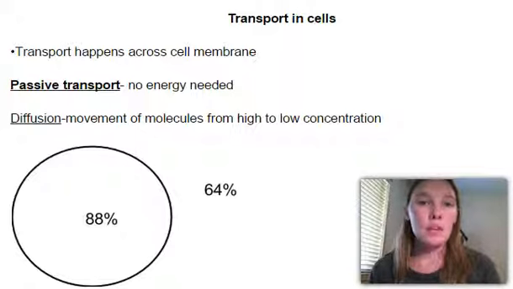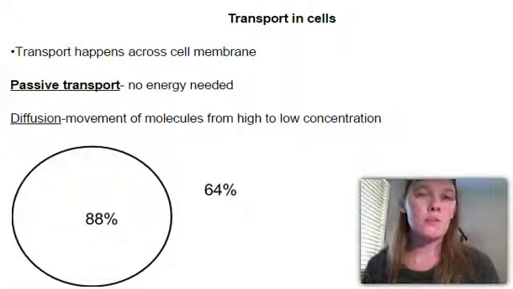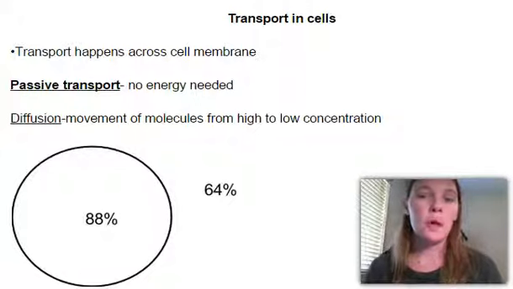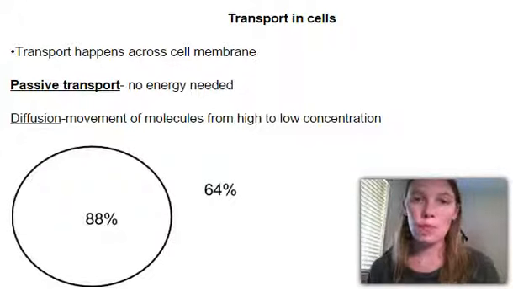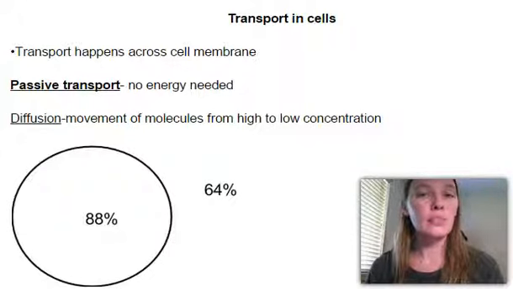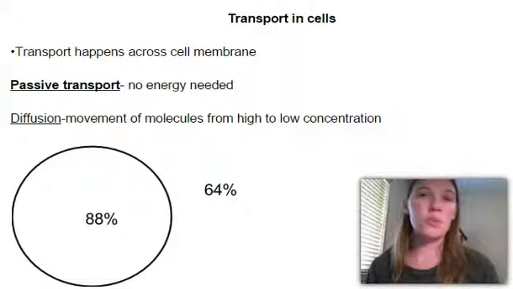There are a couple different types of transport or crossing the cell membrane that takes place. There's two main types. There's passive transport and active transport. Passive transport means that whatever is allowed to pass through the cell membrane goes from the high concentration area to the low concentration area, because what it's trying to do is even things out. And so no energy is needed to do this.